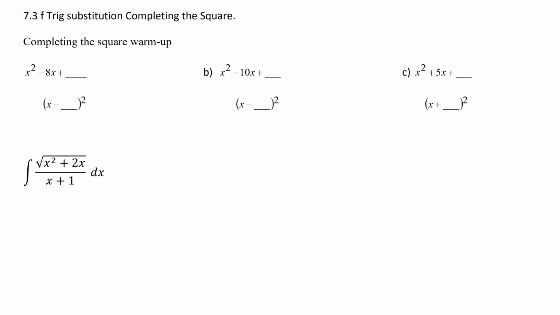This is trig substitution using completing the square. So you're going to be given something now that's this right here, that is not our perfect binomial that we had before. So what we have to do is turn it into that. And that's using completing the square.